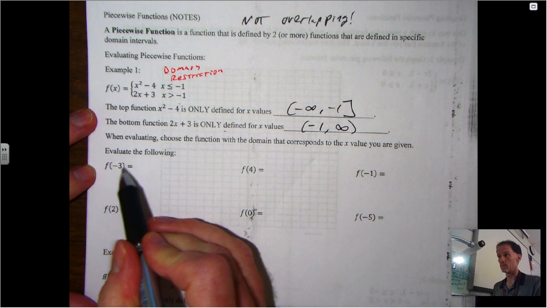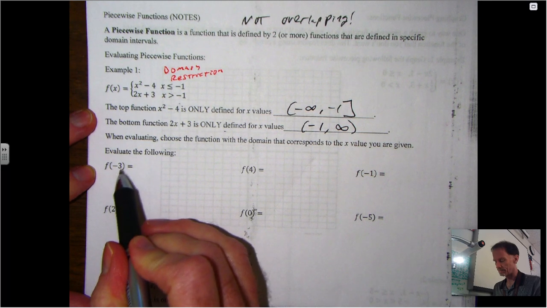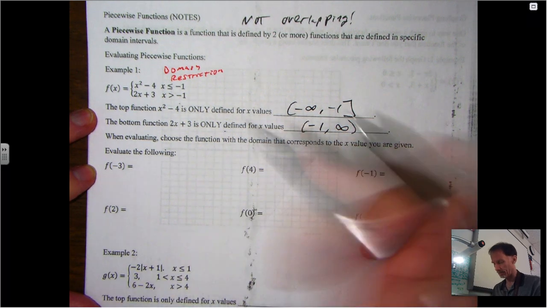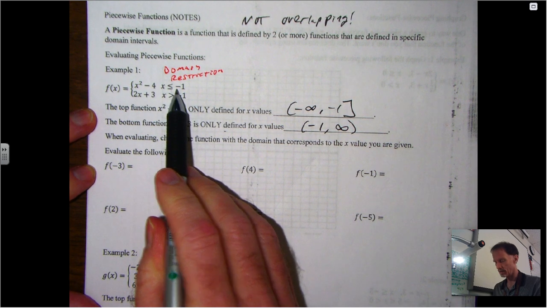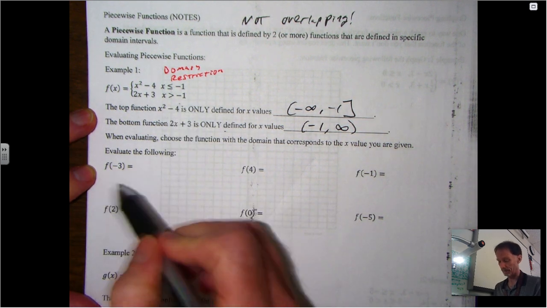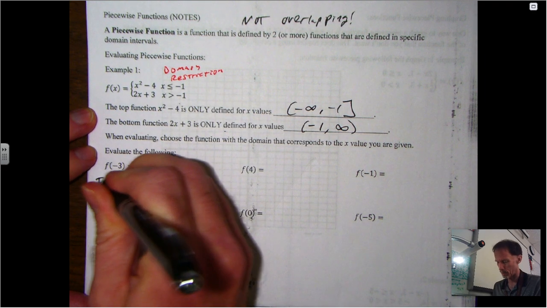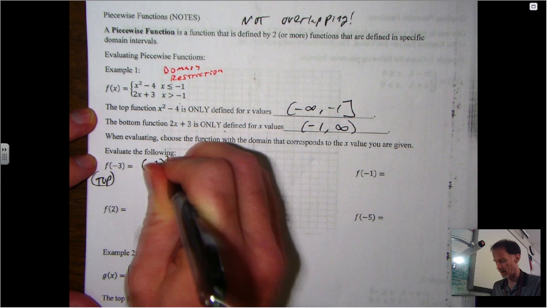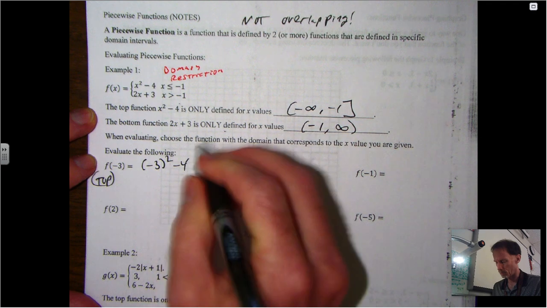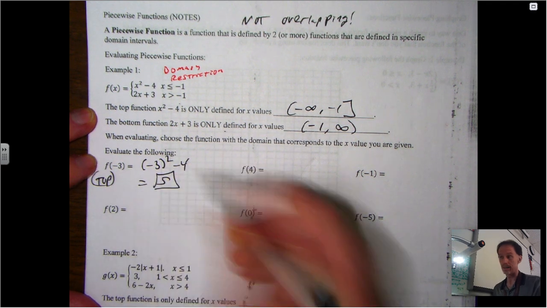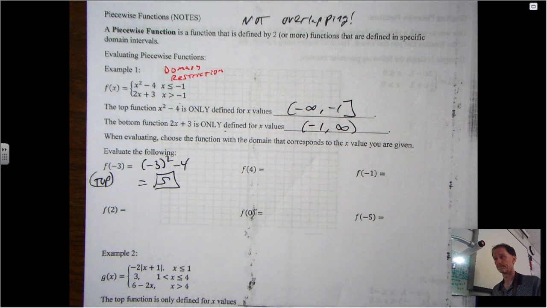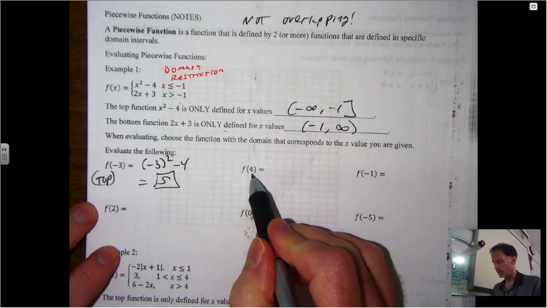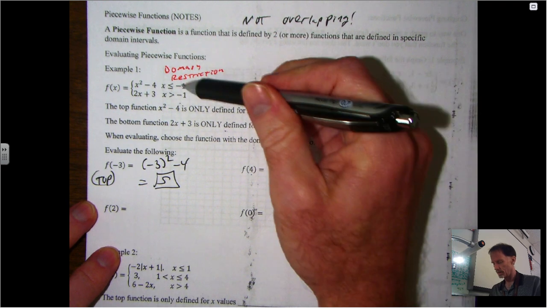So my first one is f at -3. Ask yourself, where does -3 fall? Is it less than or equal to -1, or is it greater than -1? Well, -3 is less than, so we use the top equation and plug it in. So it would be -3 squared minus 4, which is 9 minus 4, which is 5, and that is your answer. You move on to the next question. Which piece does the x value go into? Plug it in, done.